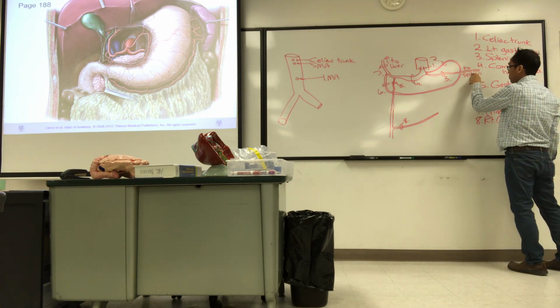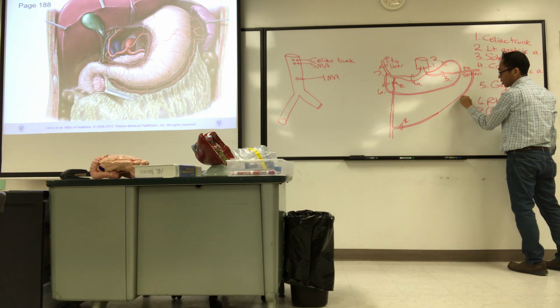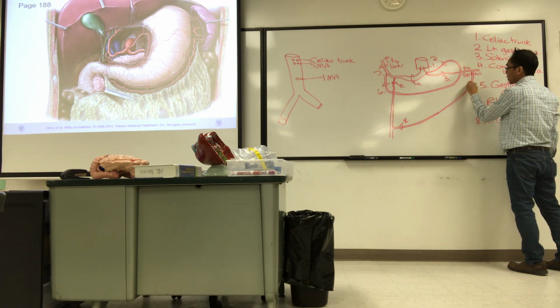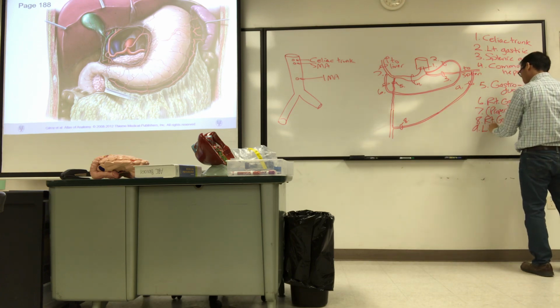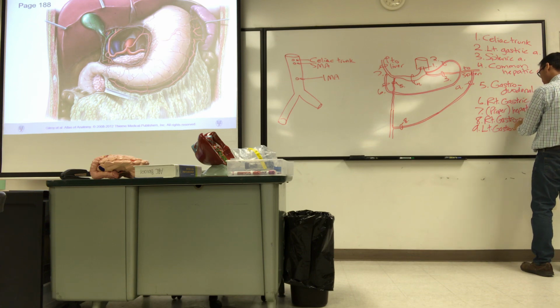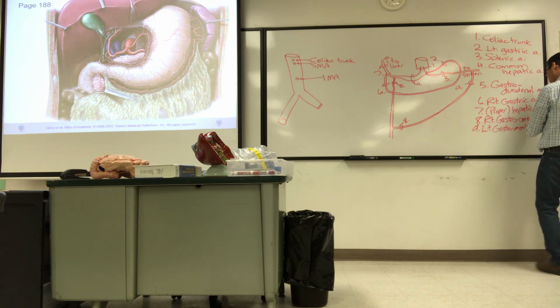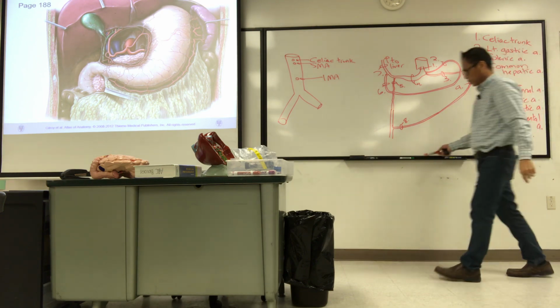I'm going to put a little branch in there. The last one, number 9, is the left gastroomental artery. So those are all the branches that supply blood to this region.